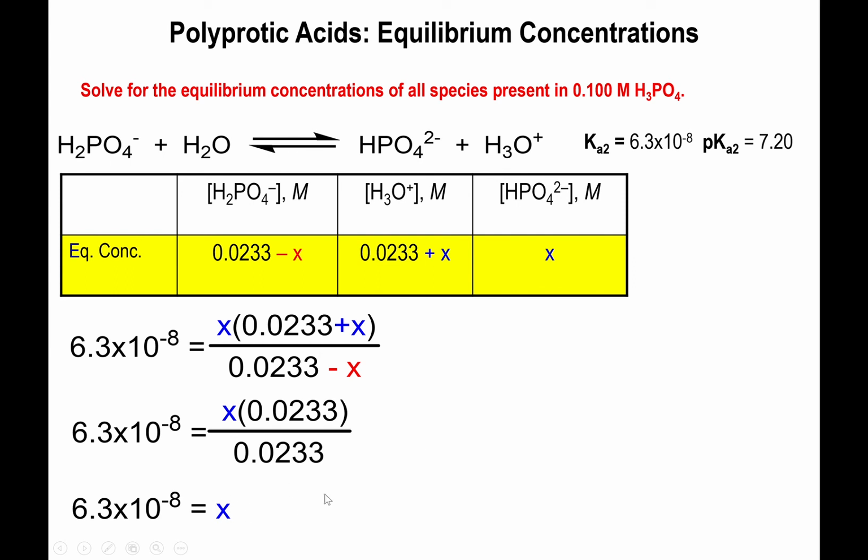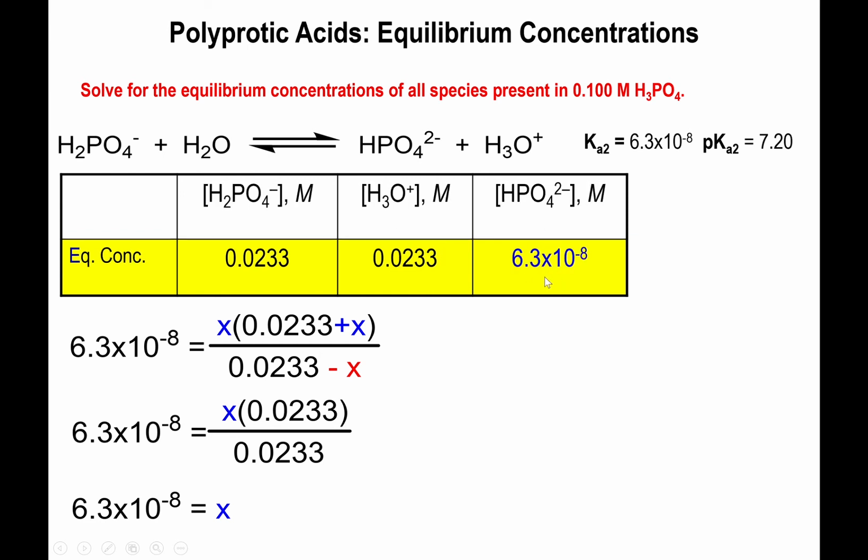Alright, and if you go back to the table and you plug in those values, 0.0233 plus 10 to the negative 8 is still 0.0233. The only thing that really gets affected and changed is the hydrogen phosphate concentration. But the dihydrogen phosphate and the hydronium concentration haven't changed whatsoever because the value of the second Ka is so small compared to the first that the effect is almost negligible.